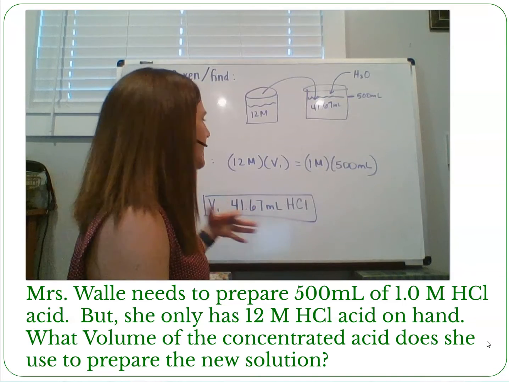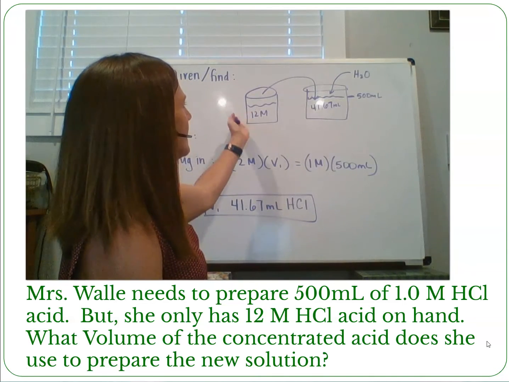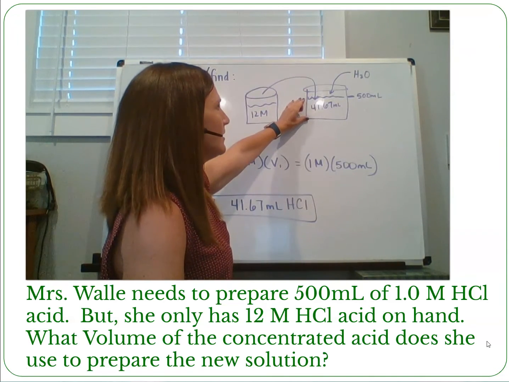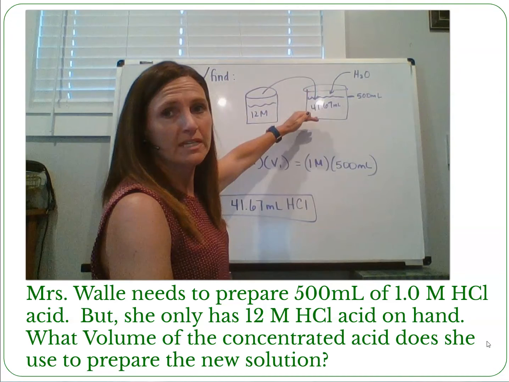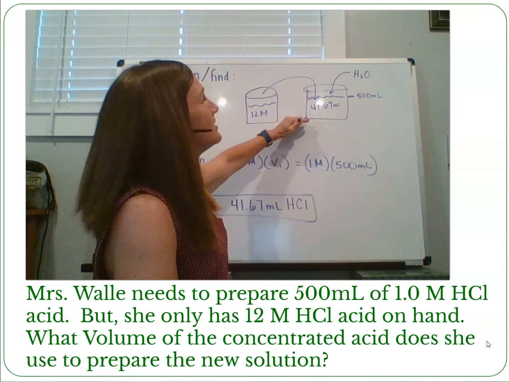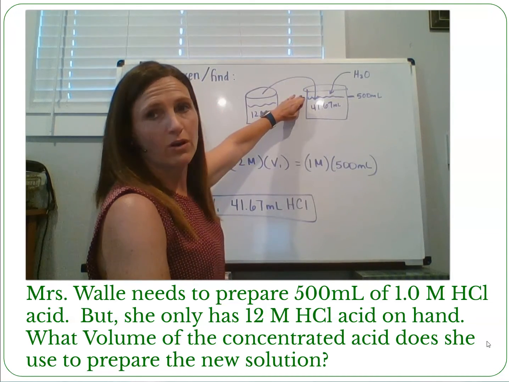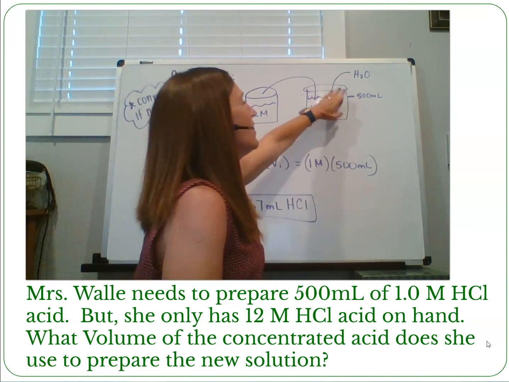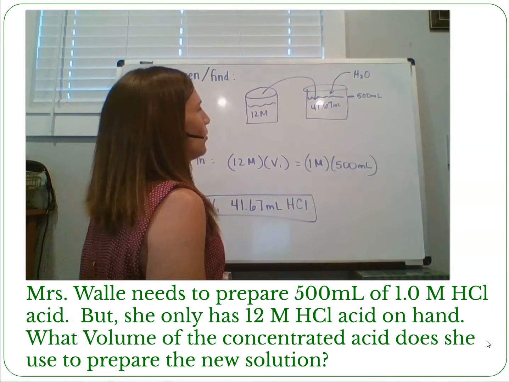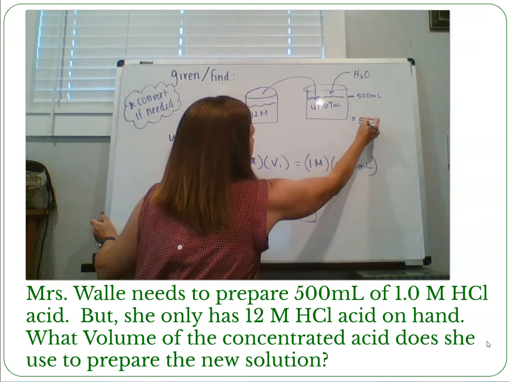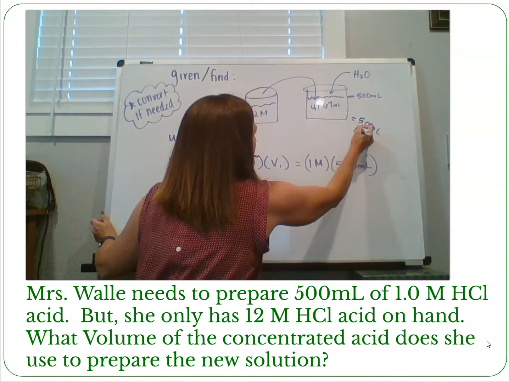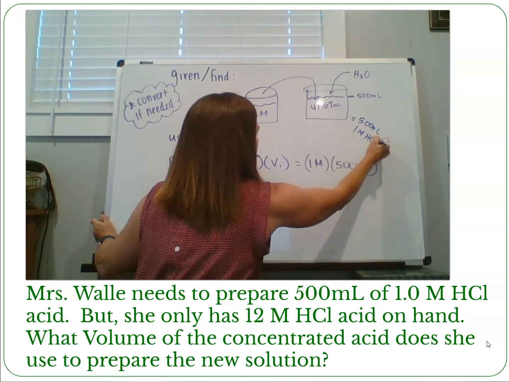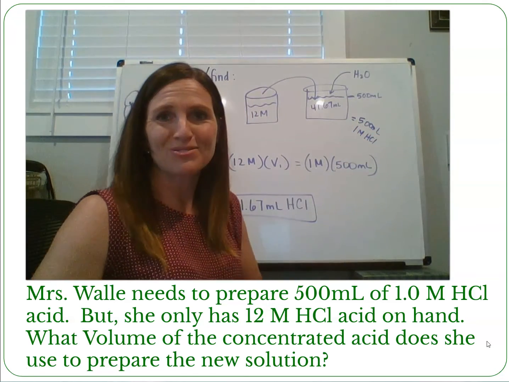So that's what we mean. That's what we're showing: I'm going to take this 12 molar and put it in here, and then I'm going to fill it up with water. I'm going to dilute it. And once I've diluted it all the way up to a total volume of 500 milliliters, then my solution will be 500 milliliters of 1 molar HCl. Okay, that's what it is telling me.